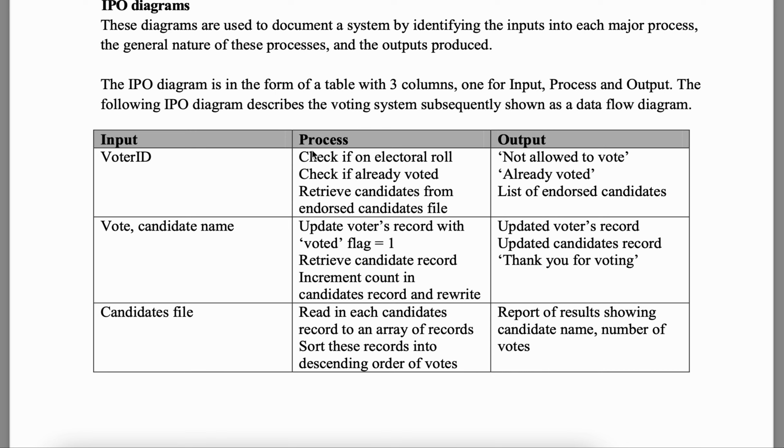The processes, you'll notice if it's a process, it's a doing word. Checks if it's on the electoral roll. Checks if already voted. Retrieves candidate list from the file. Output, not allowed to vote. Already voted. List of endorsed candidates.